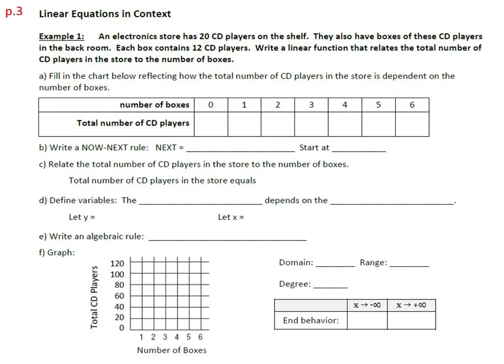First, we notice that there are 20 CD players on the shelf. So those are already out in the store for anyone to come in and purchase. They also have boxes in the back room. Each box contains 12 CD players. That's going to be important. So as we're going to write our equation, we can set up a table. You can always do this for any type problem. Set up a table and look at what we know and what we can figure out from there.